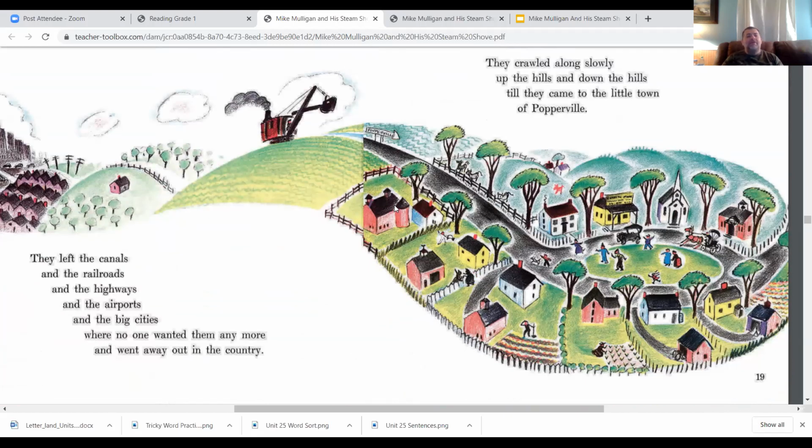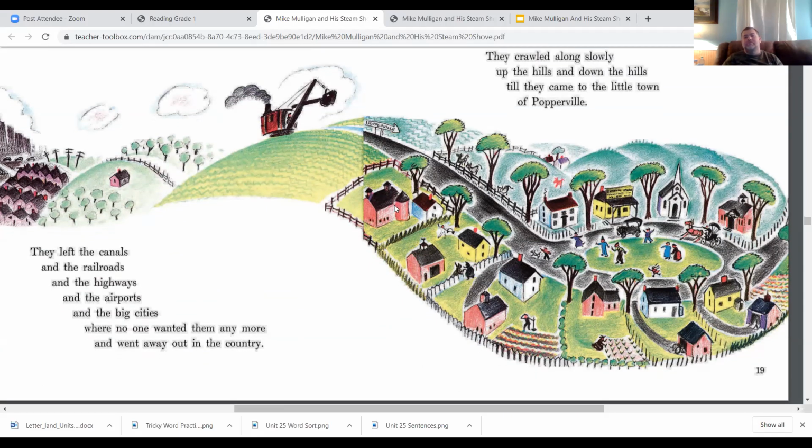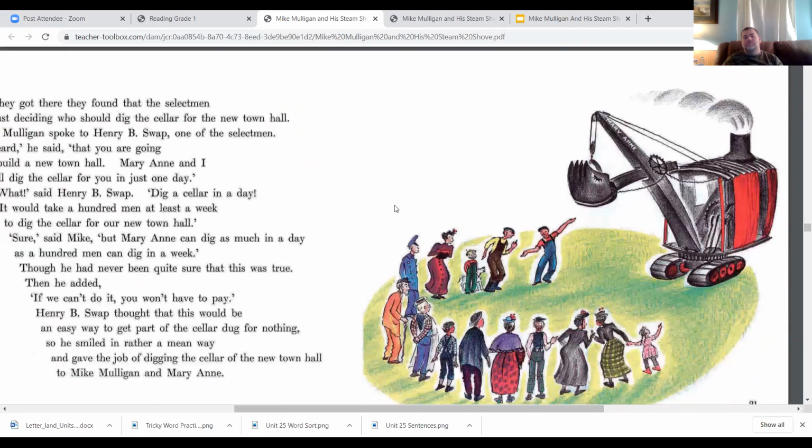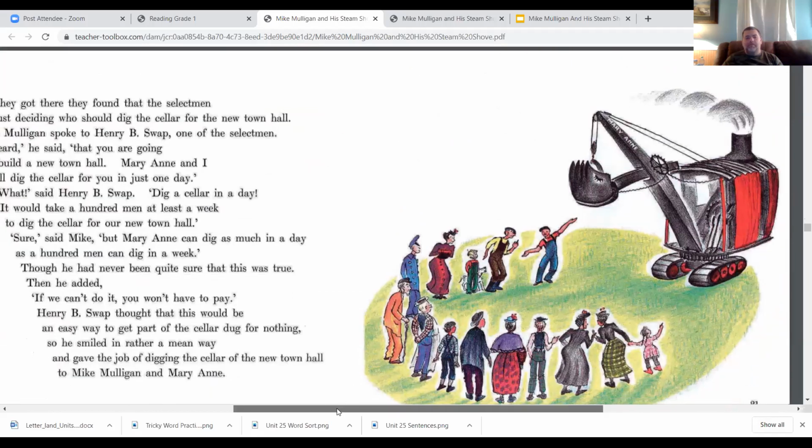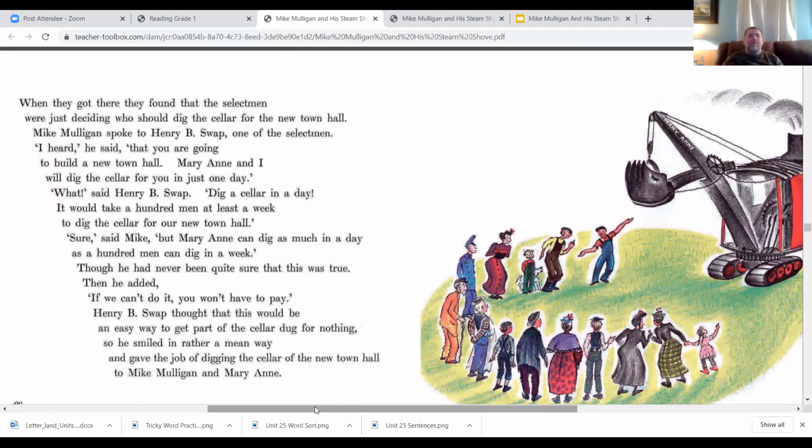They left the canals and the railroads and the highways and the airports and the big cities where no one wanted them anymore and went away out in the country. They crawled along slowly up the hills and down the hills till they came to the little town of Popperville. When they got there, they found that the selectmen were just deciding who should dig the cellar for the new town hall.